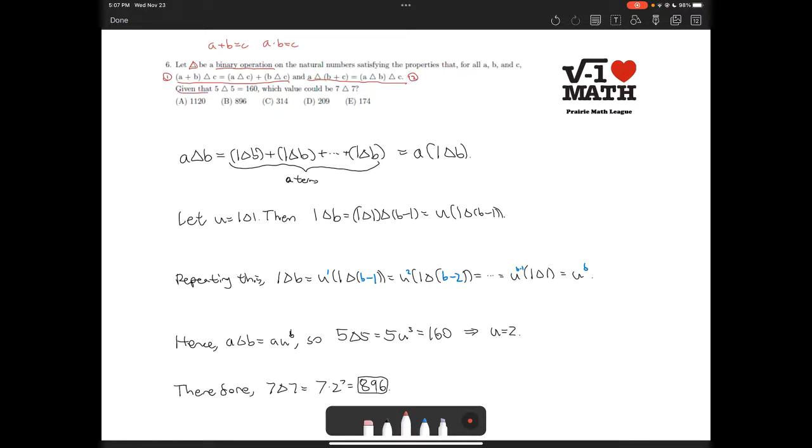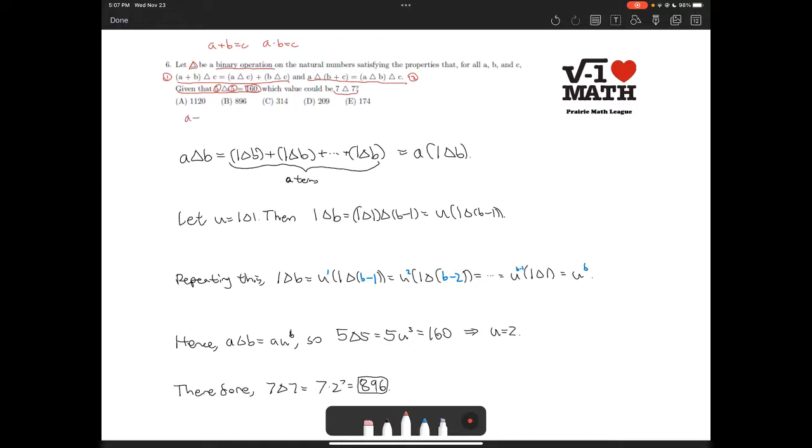Now we're given two input values and we get an output value. So 5 triangle 5 is equal to 160. And now we want to find 7 triangle 7. So how do we start this problem? Well, we can take a look at property number 1.